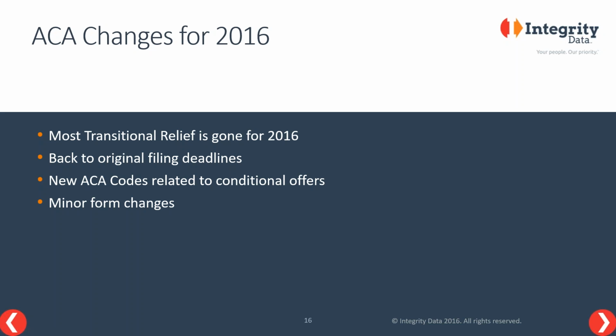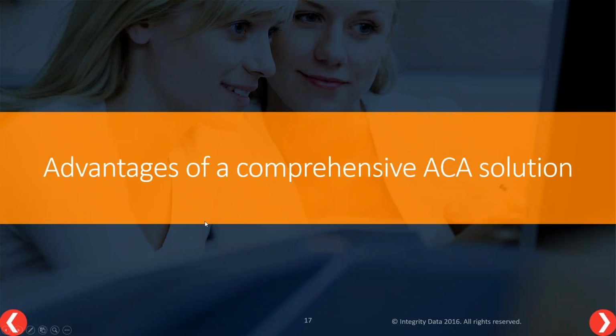there are some new codes related to conditional offers. That's the 1J and the 1K. If you want more information on that, stay tuned to our blog post. We'll be publishing some additional information related to those. And there are some minor form changes on the 1095-C. Okay, just to point out some changes there for 2016. New codes are still in draft along with the 1095-C, so those have not yet been finalized.